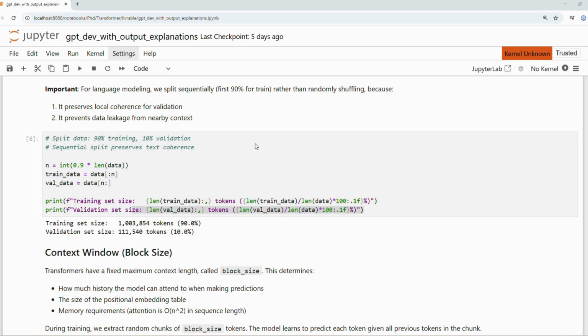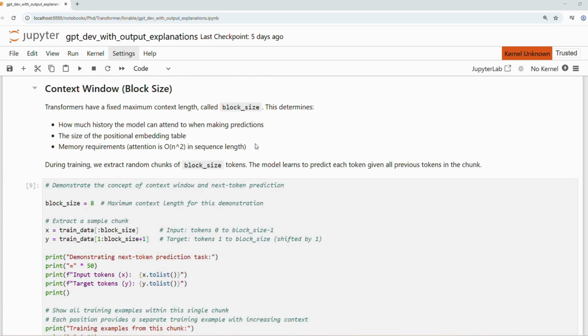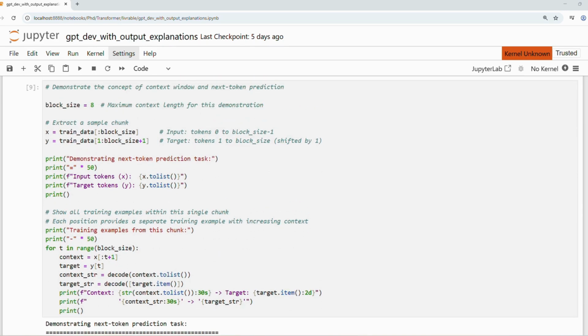Next, we introduce a critical concept, the context window, also called block size. Transformers have a fixed maximum context length. In our initial demonstration, we set this to 8, meaning the model can attend to at most 8 previous tokens when making a prediction. Here's the key insight.